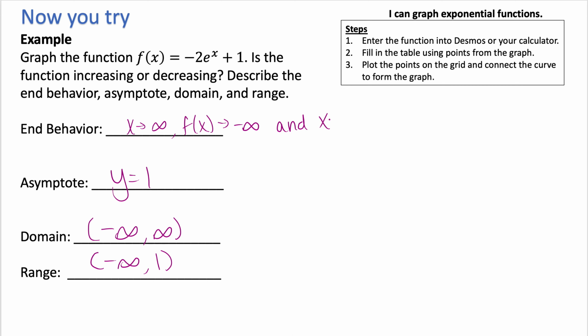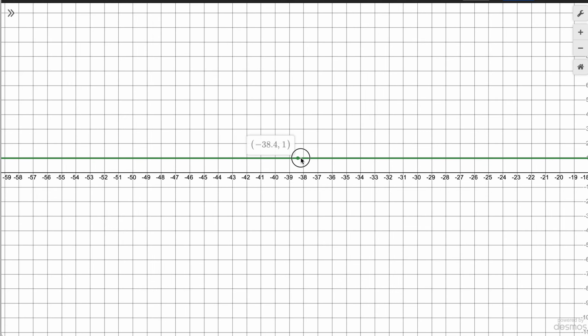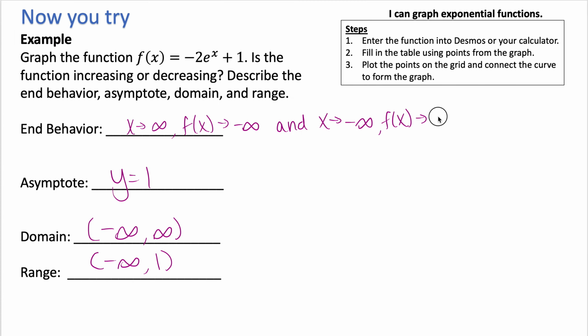And as x approaches -infinity, okay, what's happening as the function goes on forever to the left? Well, if we look at our graph, as it goes to the left, it's approaching the asymptote, right? So it's approaching 1. So we would say that f of x approaches 1 as x approaches -infinity.